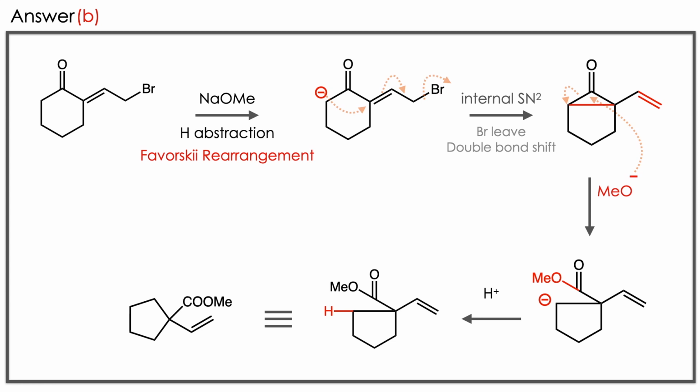The answer is B. Let us see how. Here the starting material is a ketone with a double bond, and you are using a base. You might sense that it's a Favorsky rearrangement. So what does the Favorsky rearrangement do? The base abstraction will happen and a 3-member cyclic ketone will be formed. It is a kind of internal SN2, since the attack happening on the double bond shifts and bromine leaves. So a 3-member cyclic ring will form.